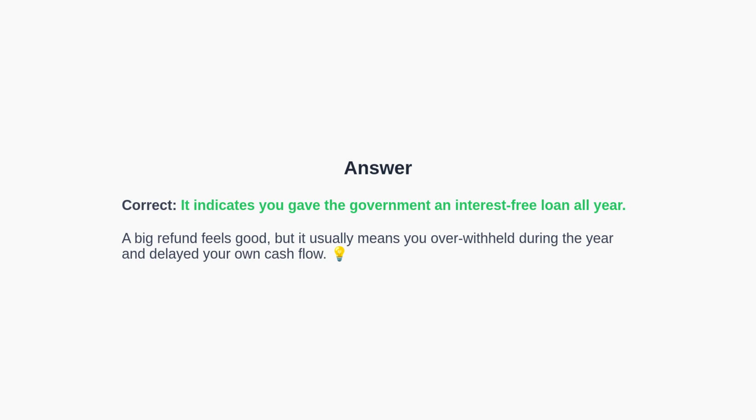The correct answer is that it indicates you gave the government an interest-free loan all year. A large refund generally means you over-withheld and could have used that cash during the year to save, invest, or reduce debt. Now, let's reinforce how to implement the fix via credits and the IRS estimator with one more question.